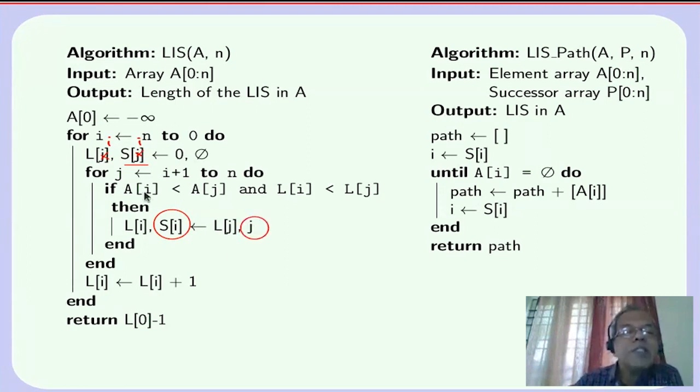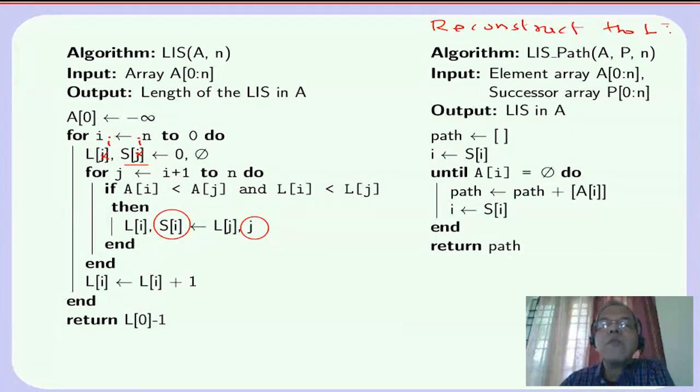If the jth item is larger than the ith item and the length of the LIS starting at j is greater than the length of the LIS starting at i, then we have to update the length of the LIS. We should also update the successor. Okay? This is the only change in the algorithm. Now, this is the algorithm for reconstructing. I am not explaining that. I leave it as homework. Reconstruct the LIS itself.